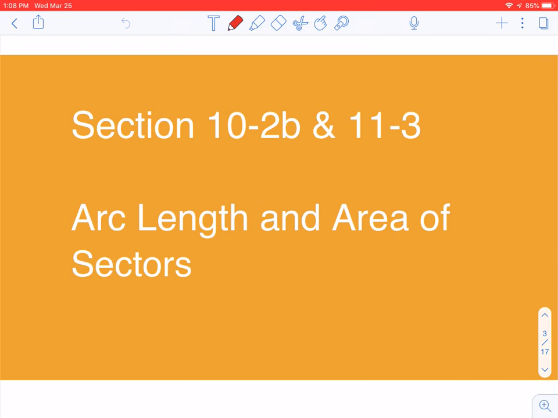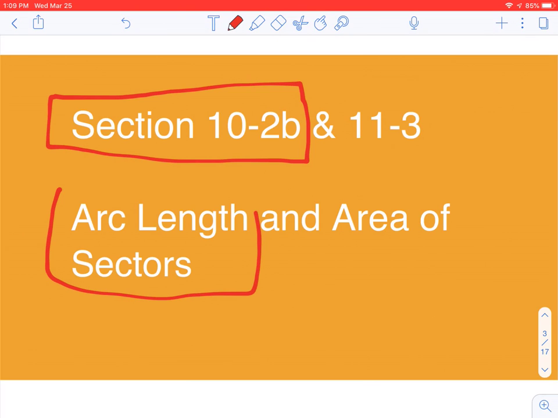Today, we're going to split this PowerPoint into two assignments. The first one is going to be section 10-2B, and that is going to be arc length of sectors. Okay, so that's what we're up to today.